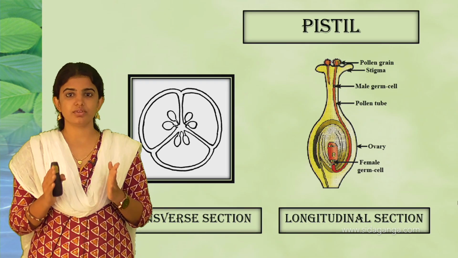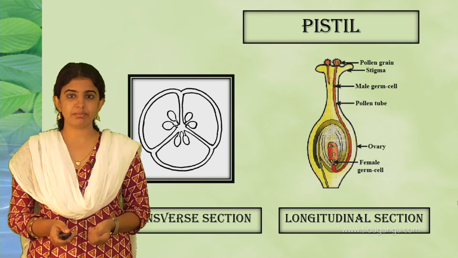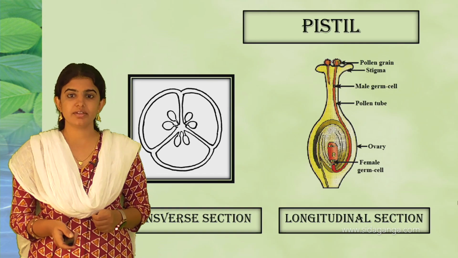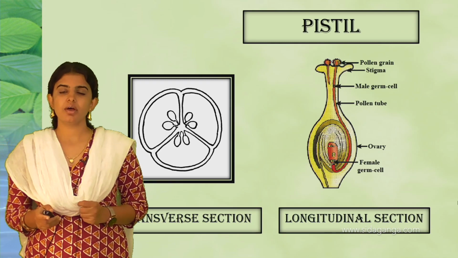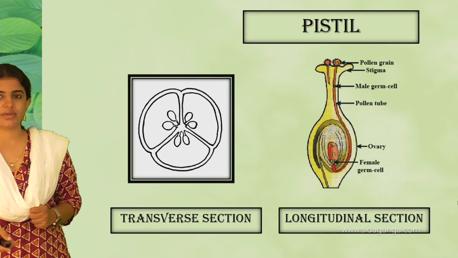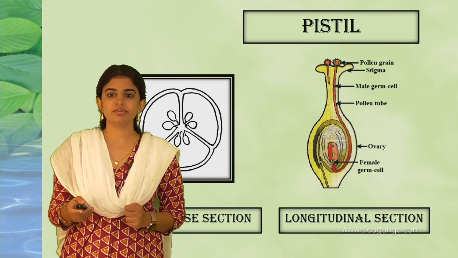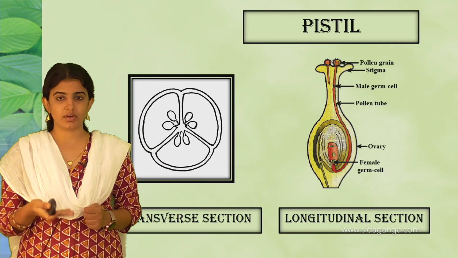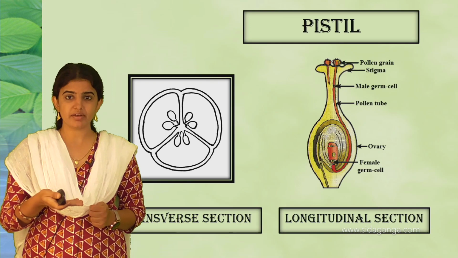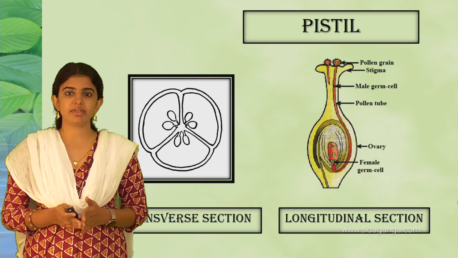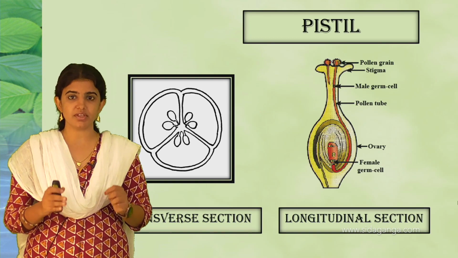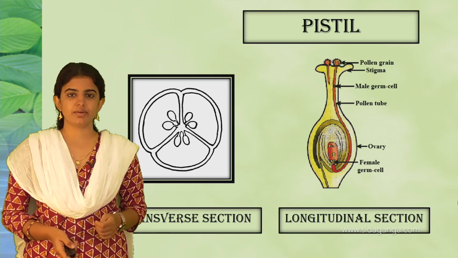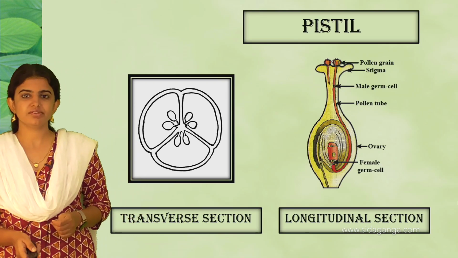See, this is how pistil is the female reproductive part, and this part is divided into three parts. One is the stigma, the pollen tube and the ovary. Stigma is present at the topmost part of the pistil, and the filament is the middle part, and the ovary, a dome shaped structure which is present in the pistil, is called the ovary. See, this is how pistil is divided.